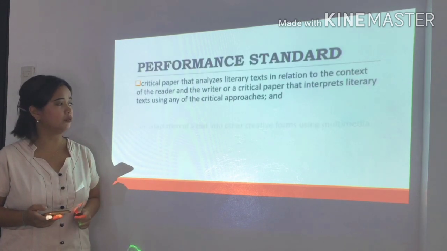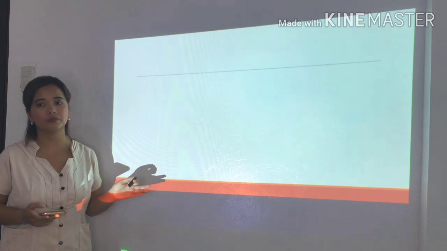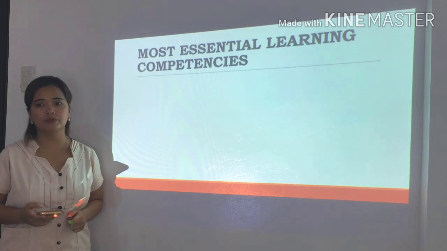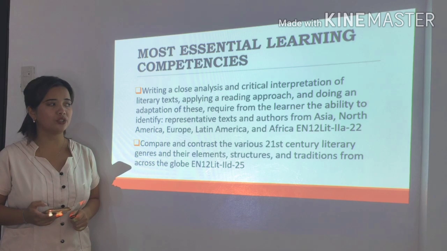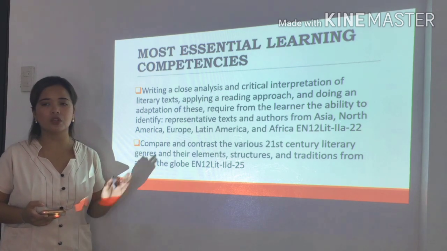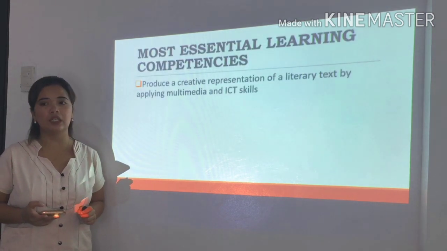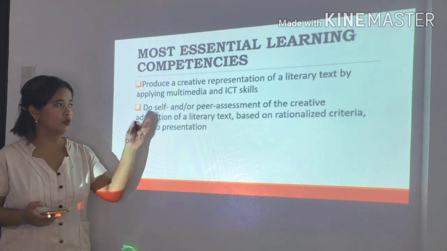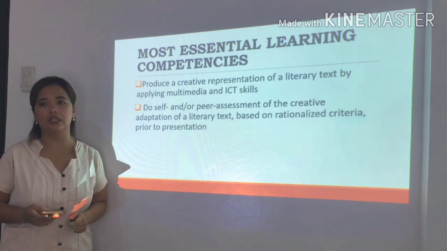So critical paper, an adaptation of a text into other creative forms using multimedia, and writing a close analysis and critical interpretation of literary texts, applying reading approaches, and doing an adaptation of this, and then comparing and contrasting the various 21st century literary genres and their elements and structures, and producing a creative representation of a literary text, which is also the same, and then doing self and peer assessment of other creative adaptations of a literary text.